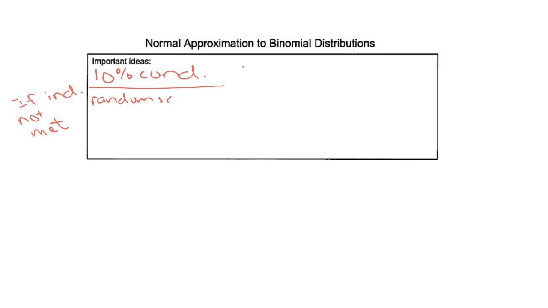So our takeaways here are going to be the 10% condition and large counts, when I can use them, that kind of thing. Our 10% condition is what I use if independence isn't met, right? So if independence is not met, then I'm going to come and check this. So if I'm taking a random sample without replacement, it's got to be a random sample.